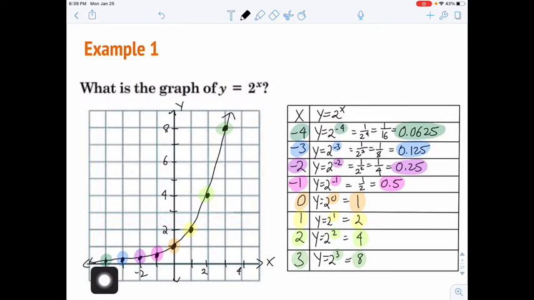So we have (-4, 0.0625), which is very, very close to the x-axis. And then a little bit higher up, we would have (-3, 0.125). About a quarter of the way up, we'd have (-2, 0.25). Halfway, we have (-1, 0.5). And then we have (0, 1), (1, 2), (2, 4), and (3, 8).